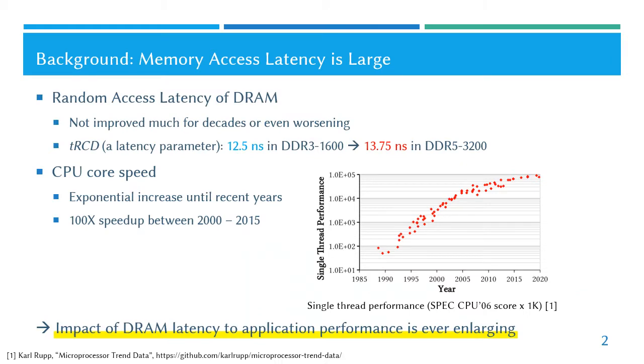The random access latency of DRAM has not improved much for decades, or it is even worsening. For example, tRCD, a latency parameter, was 12.5 nanoseconds in DDR3-1600, but it is still 13.75 nanoseconds in DDR5-3200. On the other hand, the CPU core speed had been exponentially increasing until recent years, as we can see in the figure on the right.